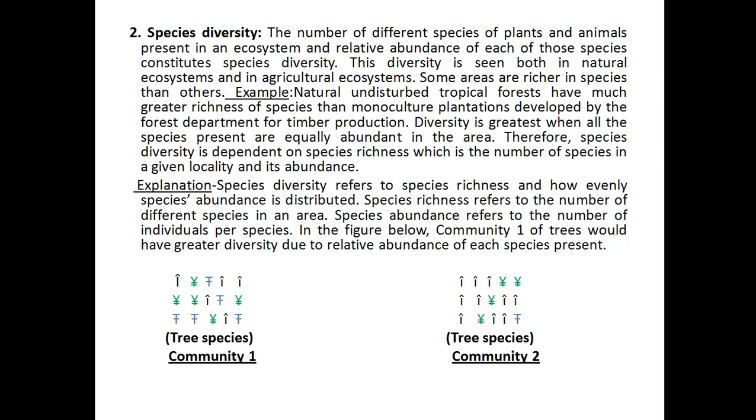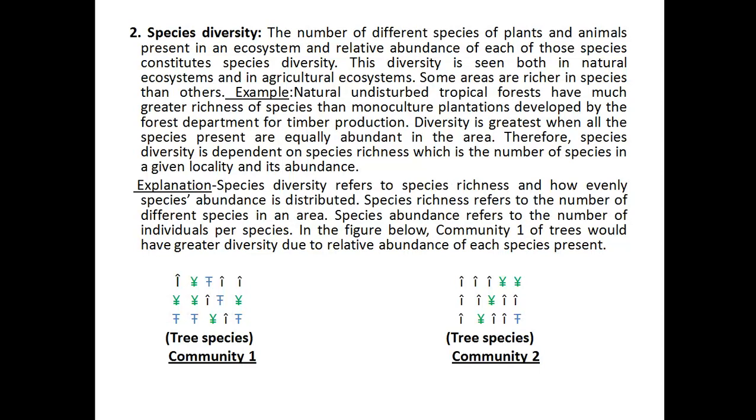Diversity is greatest when all the species present are equally abundant in the area. Therefore, species diversity is dependent on species richness, which is the number of species in a given locality, and its abundance. Explanation: species diversity refers to species richness and how evenly species abundance is distributed. Species richness refers to the number of different species in an area. Species abundance refers to the number of individuals per species.